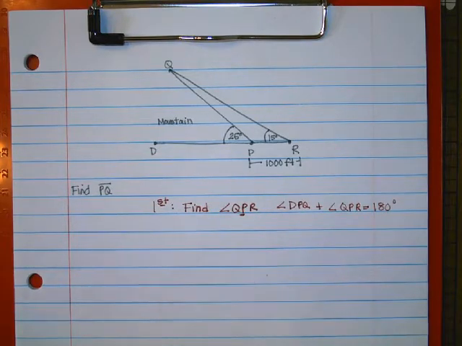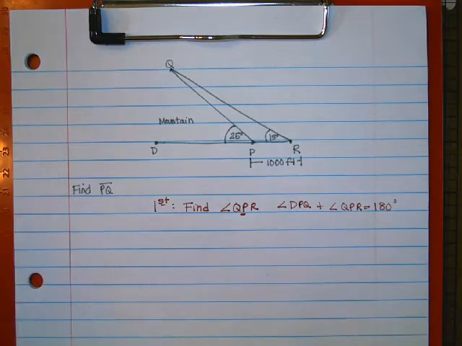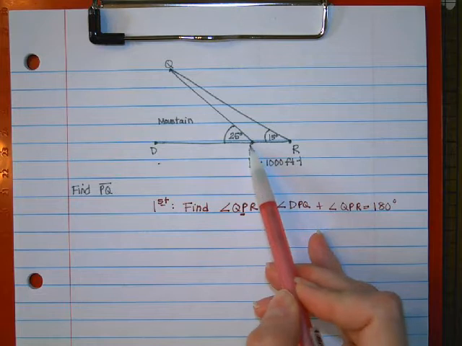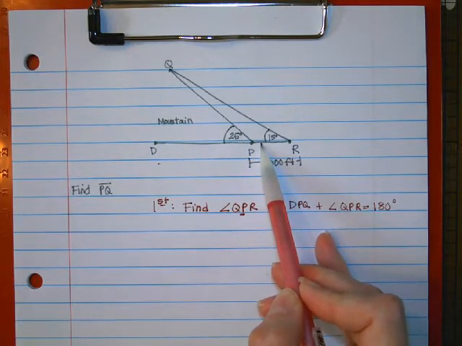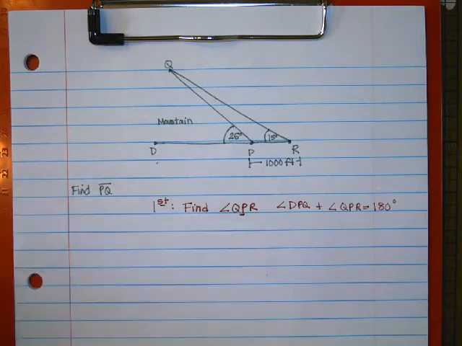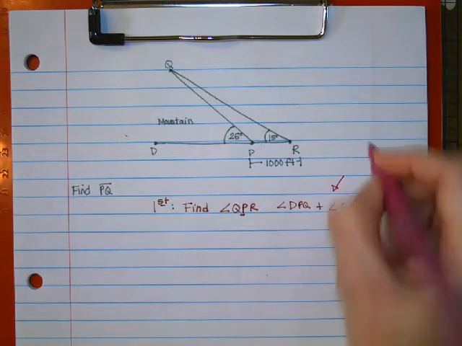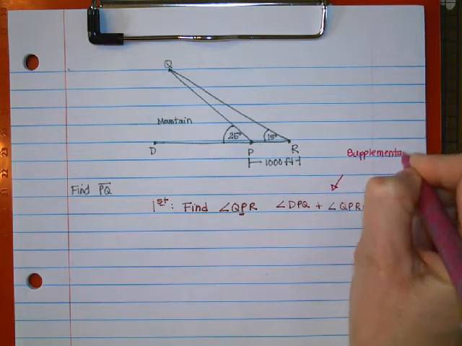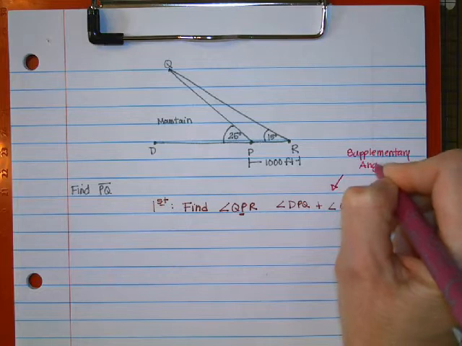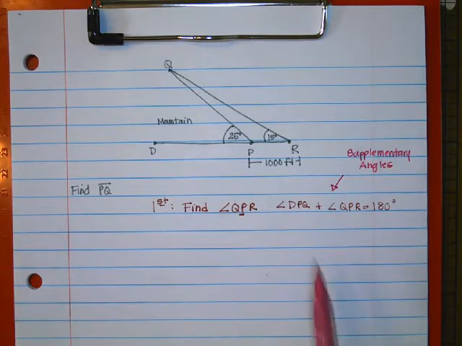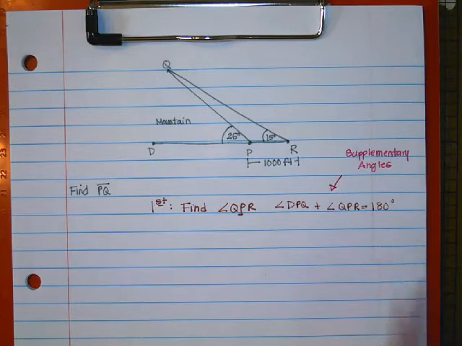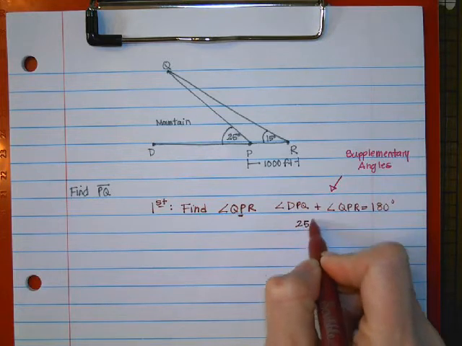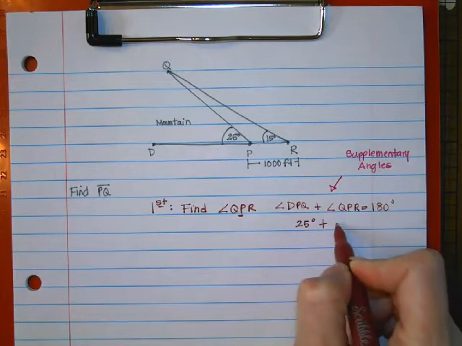We know this because this angle right in here, with the pencil, this angle here and this angle here sit side by side. They're adjacent and they make a straight line, which makes them supplementary angles. We learned that in geometry. Supplementary angles are 2 angles that add up to 180 degrees. Well, angle DPQ is equal to 25 degrees. Angle QPR, we'll just say angle Q.